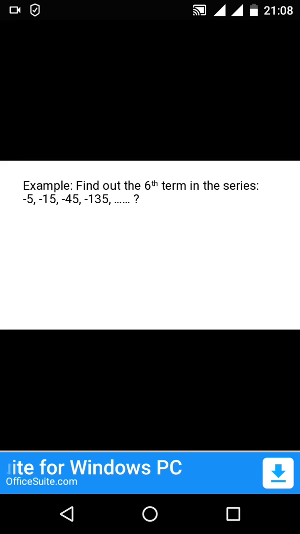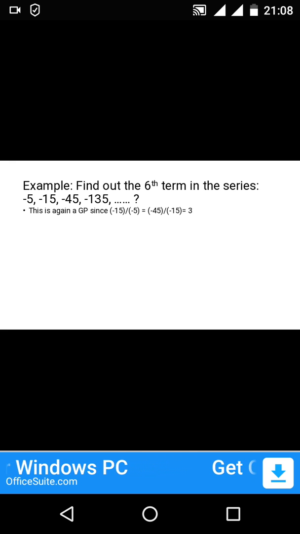Now let us take one more example. Find out the 6th term in the series minus 5, minus 15, minus 45, minus 135. First thing that you do is ascertain whether it is a GP or not. This is a GP. Why? Since minus 15 divided by minus 5, latter term divided by former term, is equal to 3. Likewise, third term divided by second term, minus 45 divided by minus 15, again is equal to 3.